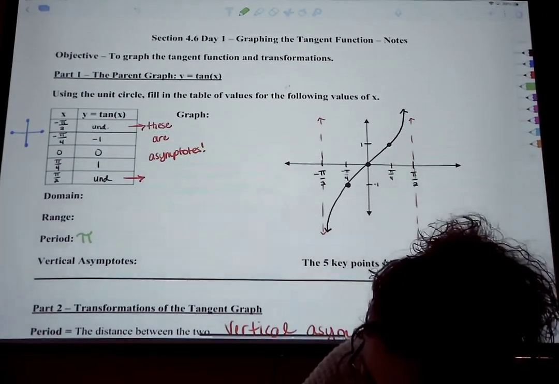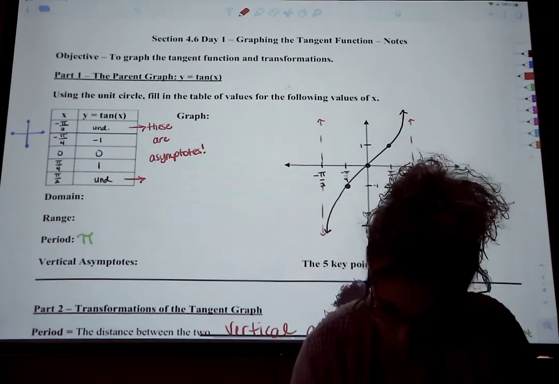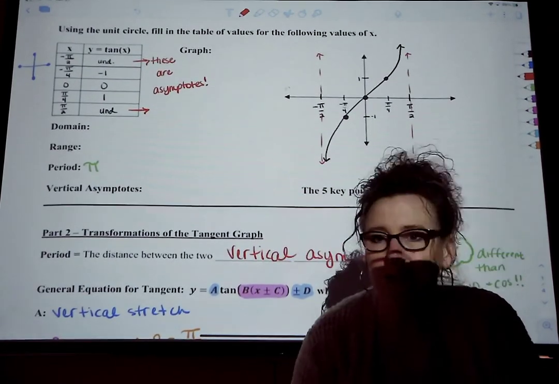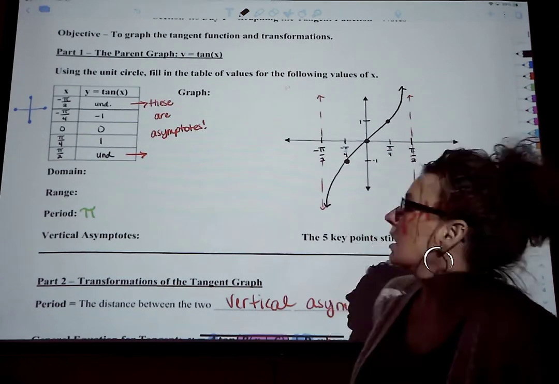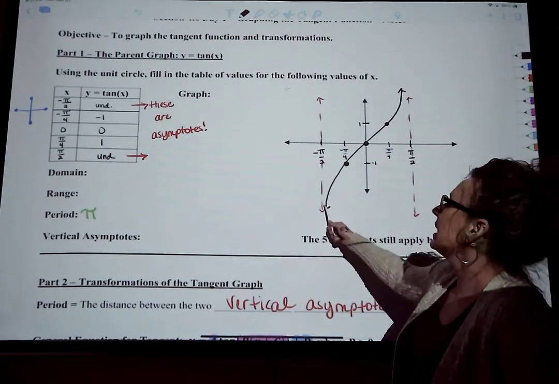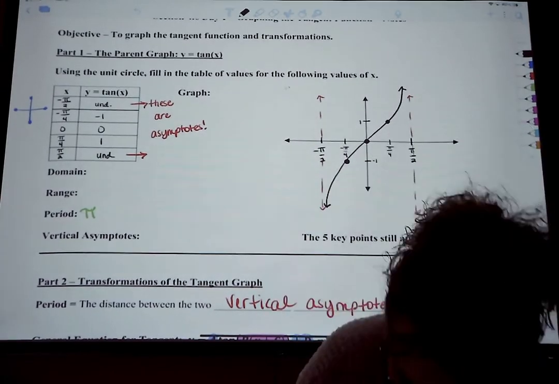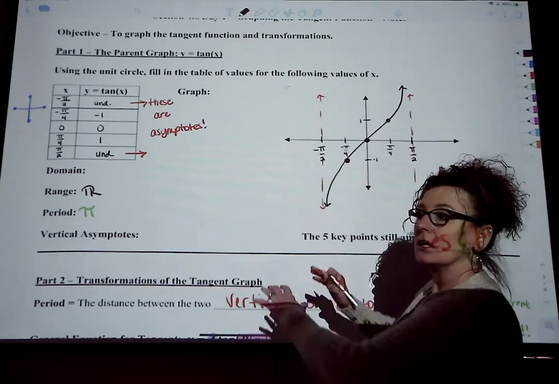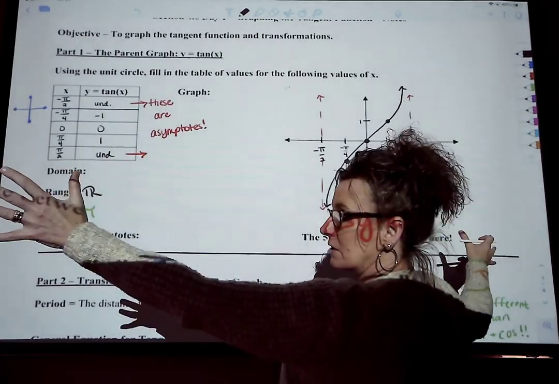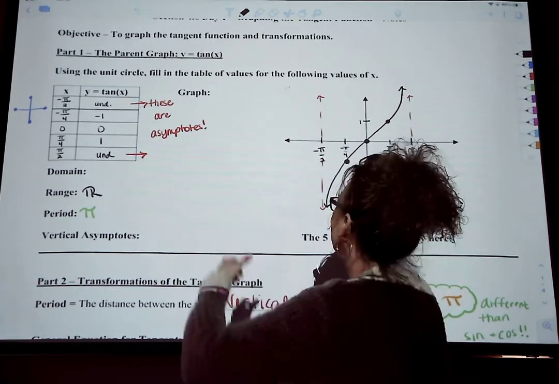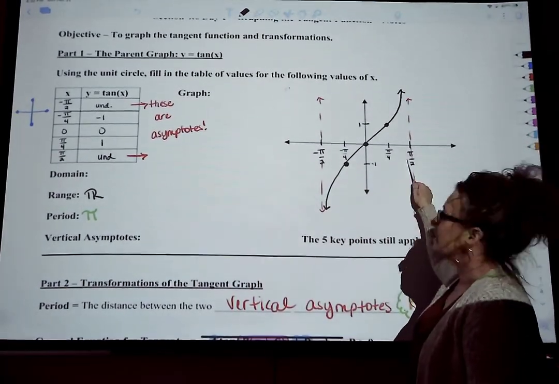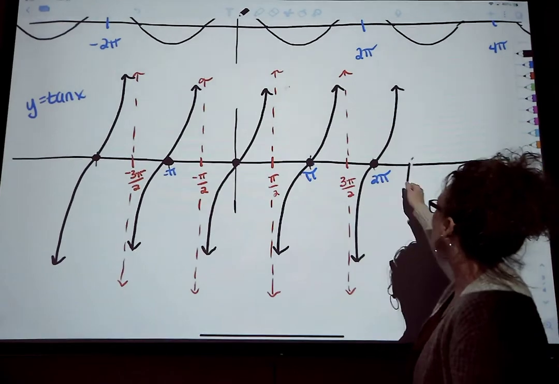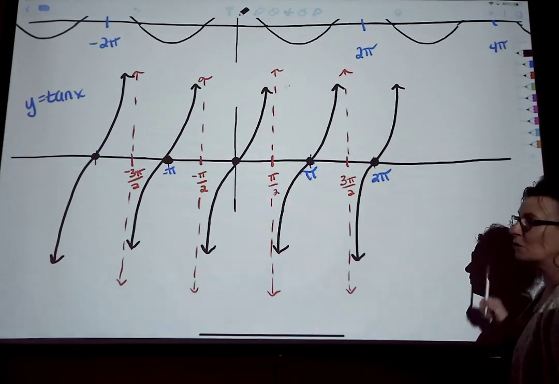Vertical asymptotes. There are a lot of them. So here's how I'm going to have you write them. Nope, let's do domain and range first. Range is easy. How low does it go? How high does it go? Range, all real numbers. Domain. Do all x values work? Good heavens, no. This x value doesn't work. This x value doesn't work. Nope, nope, nope, nope, nope, nope, and so on and so on.